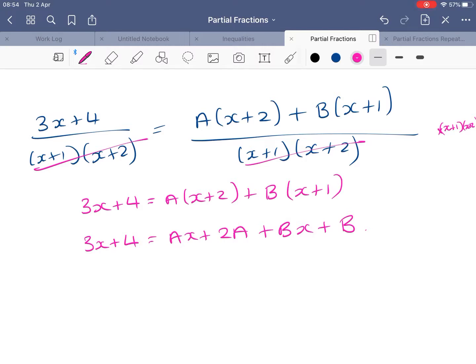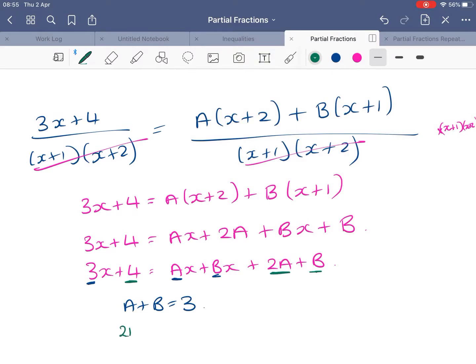And I'm going to collect the terms together. So 3x plus 4 would be ax plus bx plus 2a plus b. Now, if we did it this way, my number of x's is 3. So that would mean a plus b has to be 3 because I need 3 x's. So ax plus bx has to make 3 x's. And equally, I hope you can see that the number 4 has to come from this 2a plus b. So I could write 2a plus b equals 4.